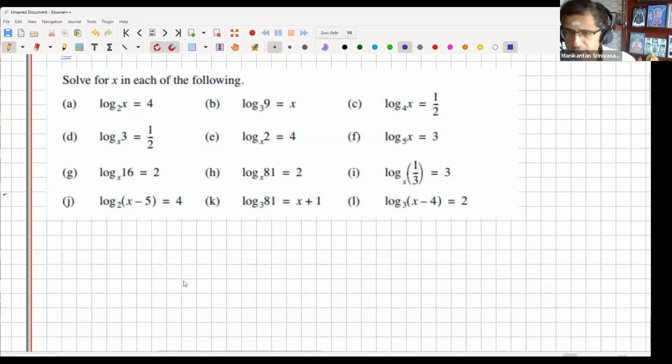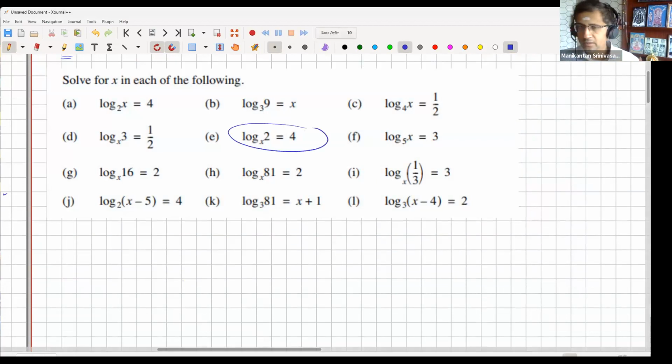Can we do question E? Can you tell me the answer for question E? You don't have to raise hands, guys. I'll make sure that everyone gets an equal chance, so it's okay.